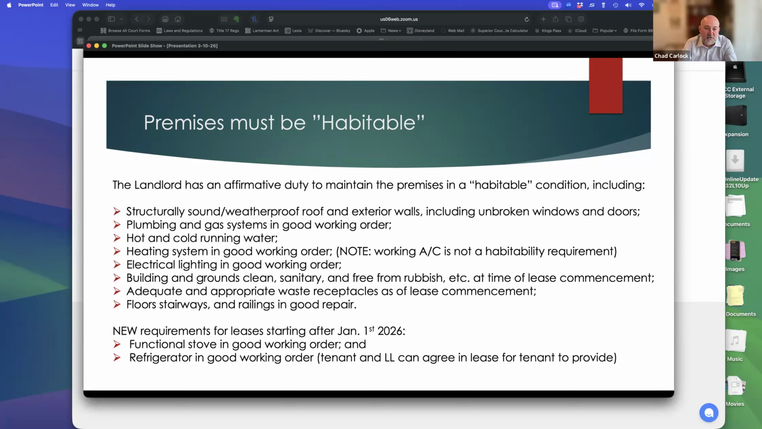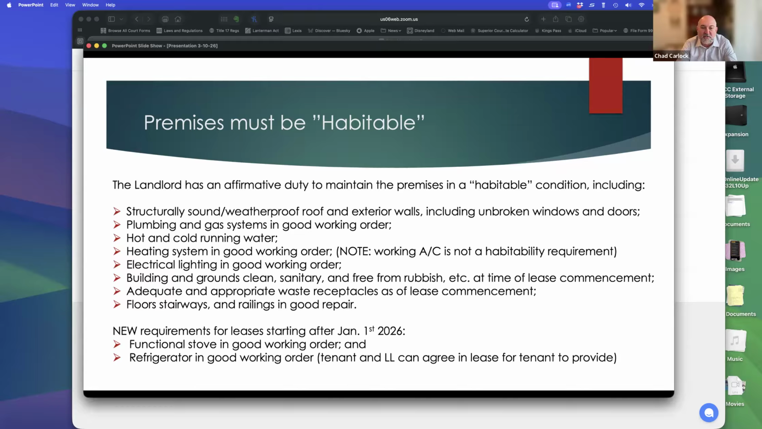The heating system has to be in good working order. Because California has so many different climates, air conditioning is not listed in the habitability requirement. Only the heating system must be in good working order. Although around here, there's a good portion of the year when non-working AC is a pretty serious problem. So I wouldn't say don't address that if it comes up, but it is not listed in the requirements for a habitable premises. Electrical lighting has to be in good working order.